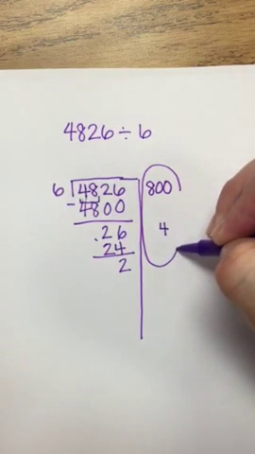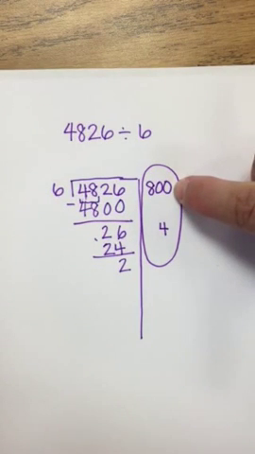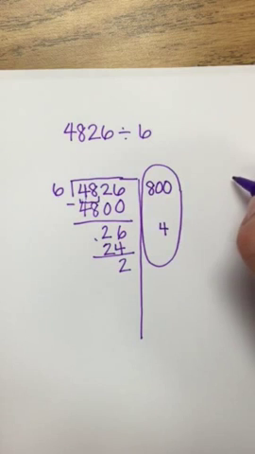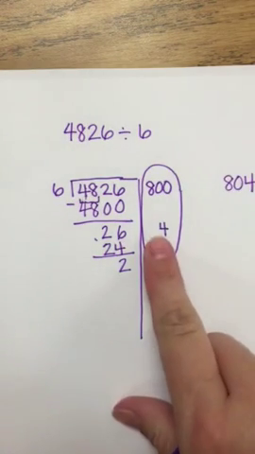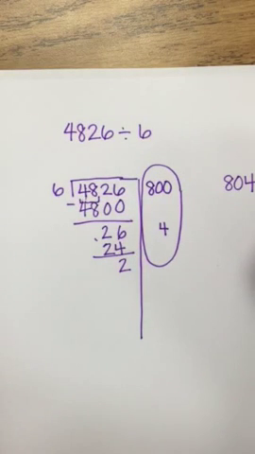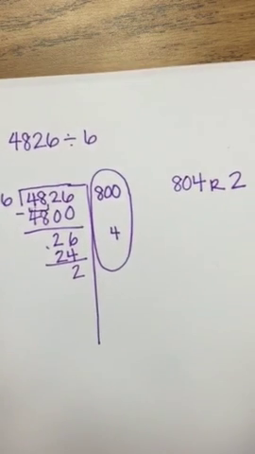So I know that I was able to put 800 and a 4 in each group. So I was able to put 800, 4. So we're going to add up our partial quotients. And then I have these 2 left over. So that serves as our remainder.